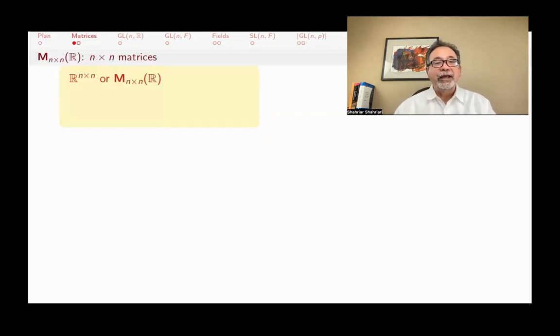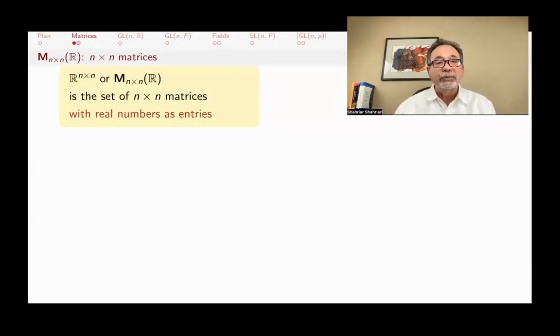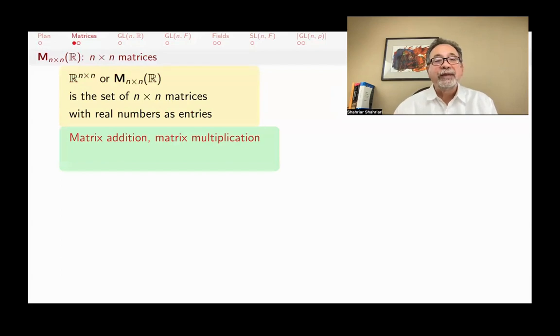So let's start with n by n matrices. One notation for n by n matrices is R^(n×n), or M_n(R), matrices n by n over R. So these are n by n matrices where the entries, the things that go in the matrix, are real numbers. What are the games we can play with matrices? We can add two n by n matrices and get another n by n matrix. We can multiply two n by n matrices and get another n by n matrix. And we can multiply an n by n matrix by a scalar.